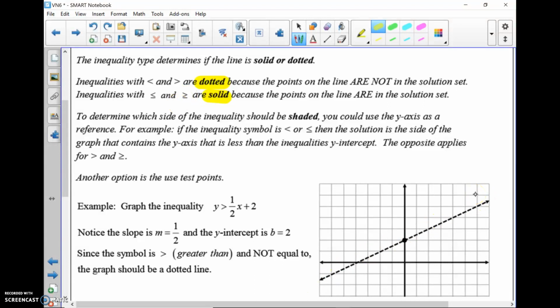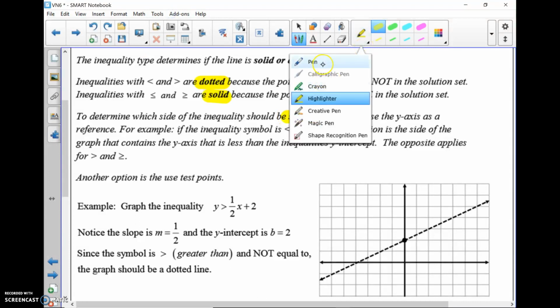But then it's not just that. It's a solid or dotted line. So sometimes it's solid like a regular line. Sometimes it's dotted or dashed. And then we need to shade. Kind of like when we had those number lines.